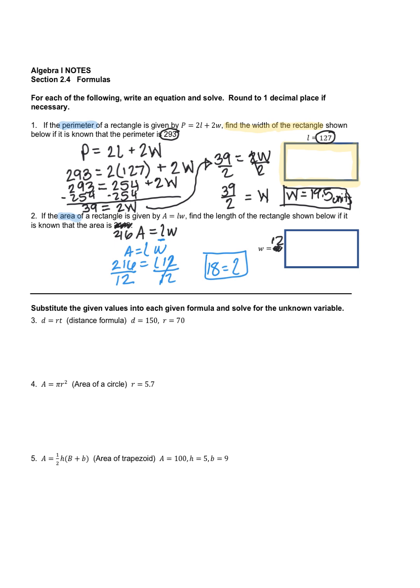Okay, let's go ahead, and if you want to check if you're right, you can always do 18 times 12. So if you do 18 times 12, you will get 216. So number 3, it says we are given D equals RT, which is the distance formula. It says substitute the given values into each given formula and solve for the unknown variable.